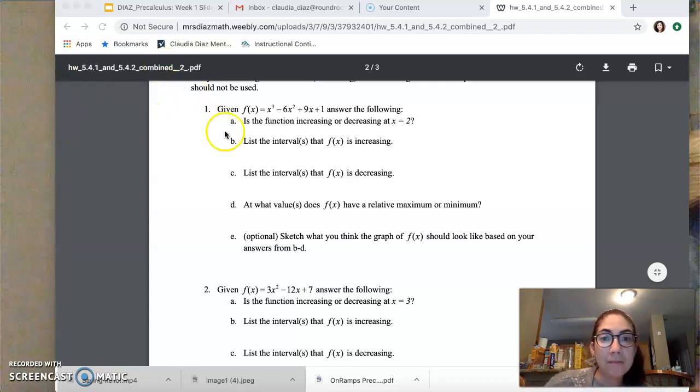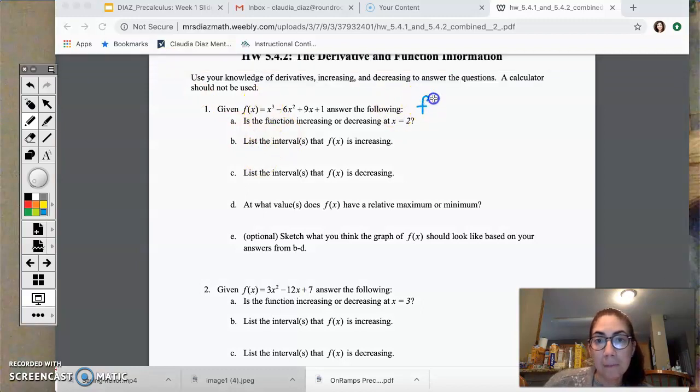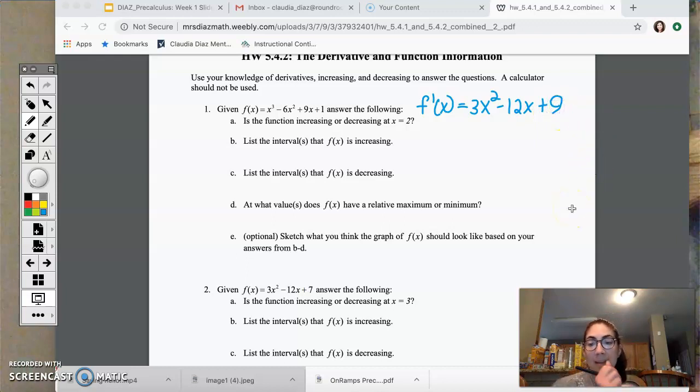So the derivative of x cubed is going to be 3x squared. The derivative of negative 6x squared is negative 12x. And then the derivative of 9x is 9. Oh, and don't forget, the derivative of 1 is 0. So we've got our derivative equation. Now we're going to set the derivative equal to 0. So if I set that equal to 0, 3x squared minus 12x plus 9 equals 0.